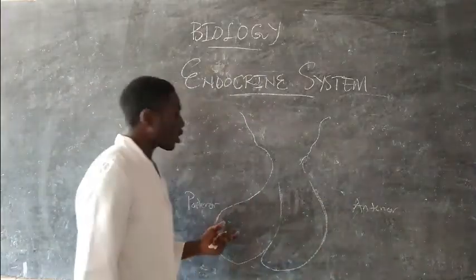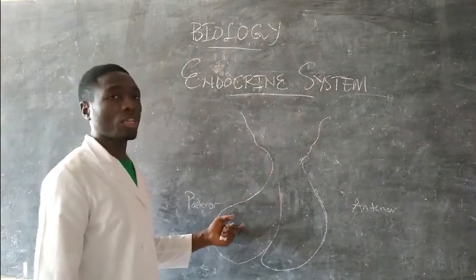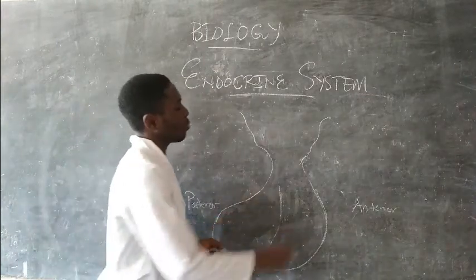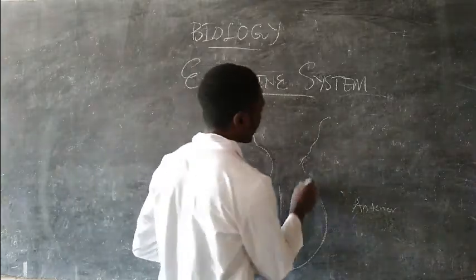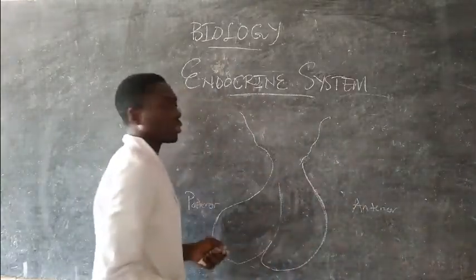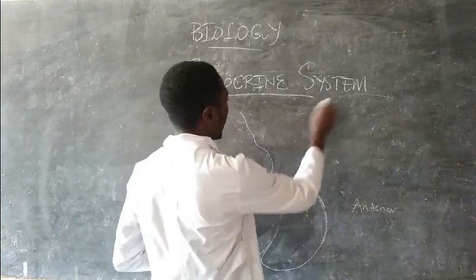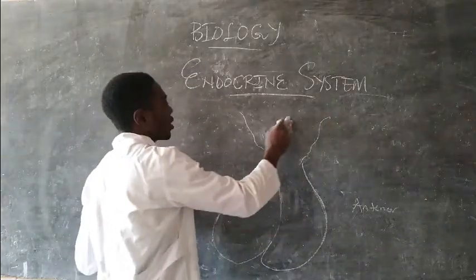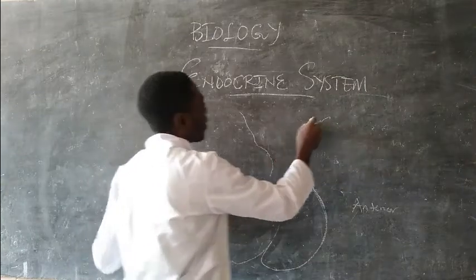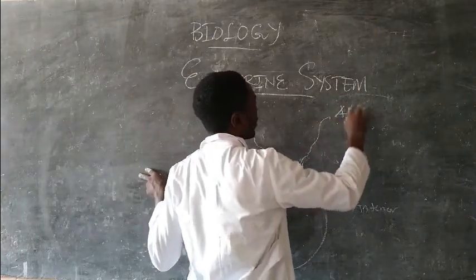Okay? The posterior lobe of the pituitary gland does not secrete hormones. It simply stores hormones which are being produced by the hypothalamus, while the anterior pituitary gland actually produces hormones. Okay, please take note. The hypothalamus produces two types of hormones here. It secretes antidiuretic hormone.